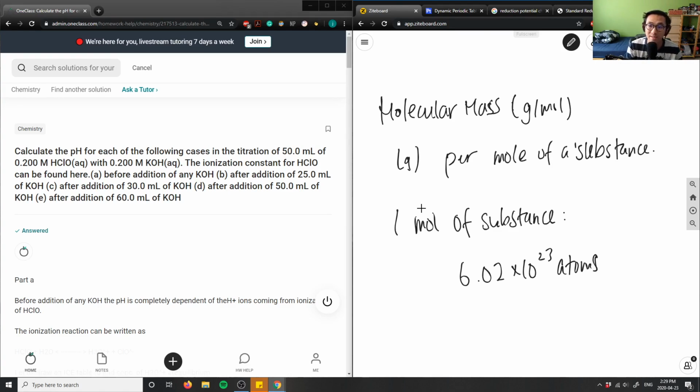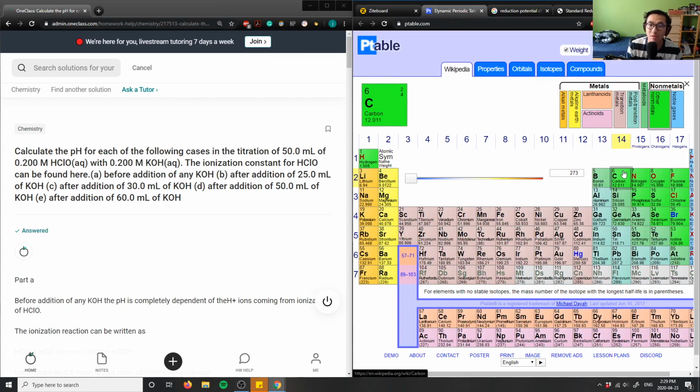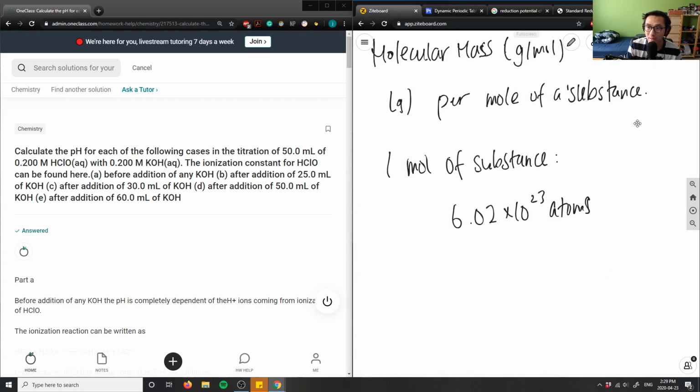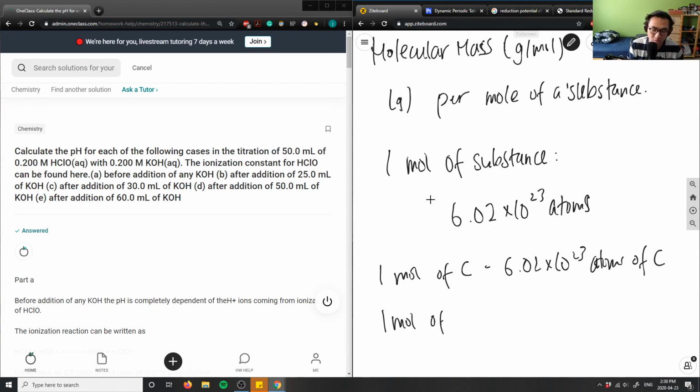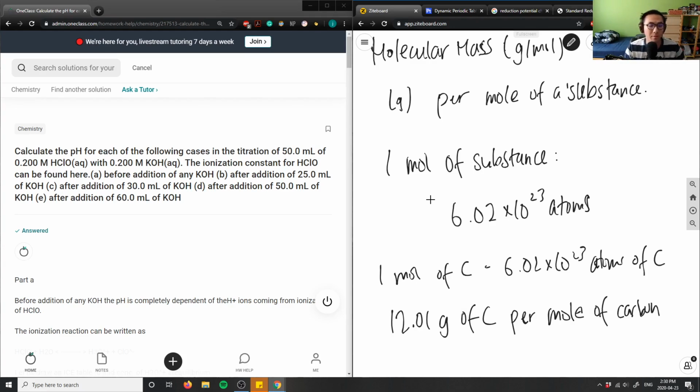So 1 mole of carbon weighs exactly, and we can look at the periodic table here, 12.011. That's how we determine the atomic mass here, and this is the molar mass, which is the molecular mass. So if one mole of carbon atoms is equal to 6.02 times 10 to the 23 atoms of carbon, this weighs 12.01 grams of carbon per mole of carbon. So that's the topic of molar mass in like 2 seconds here.